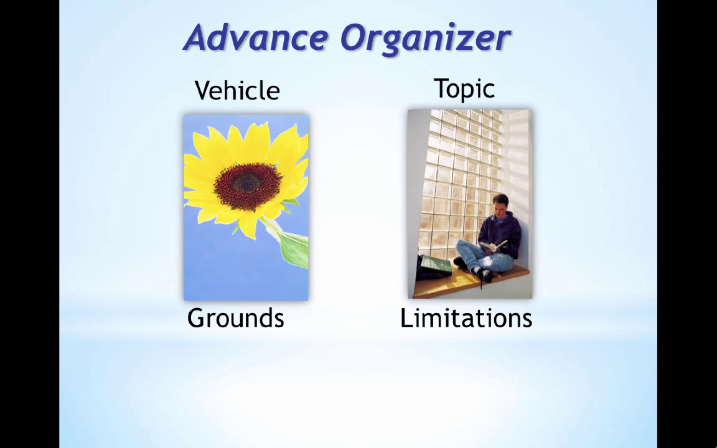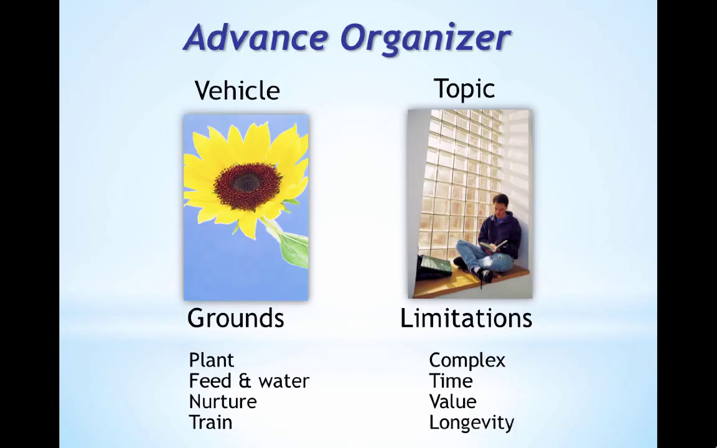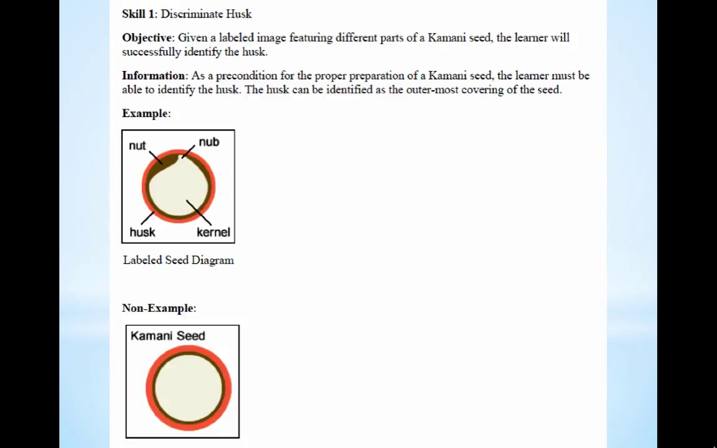it. The grounds, for example, would be that similar to plants, when you have a child, you plant the child, you feed and water the child, you nurture the child, and you train the child. The limitations, on the other hand, are that humans are a lot more complex, they take a lot more time, they have a lot more value, and they live a lot longer. So if you're advising students, you might suggest they start with a plant.